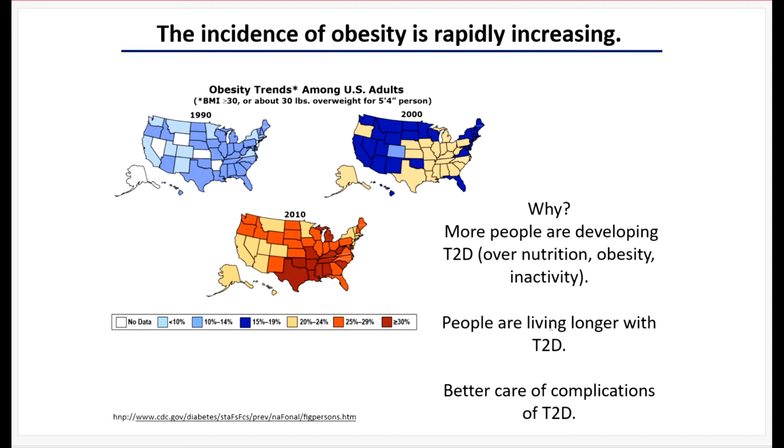People are also living longer with type 2 diabetes because of treatments and better care of complications. And so more and more people develop diabetes and then they live longer, contributing to an increase in that statistic.